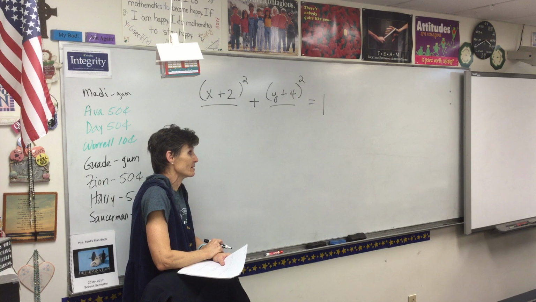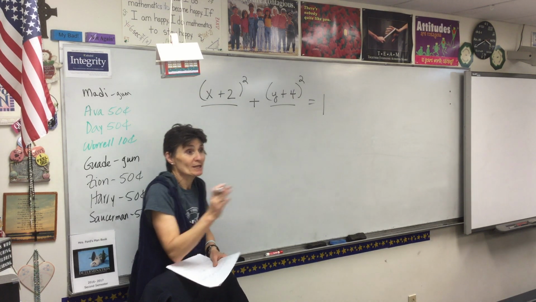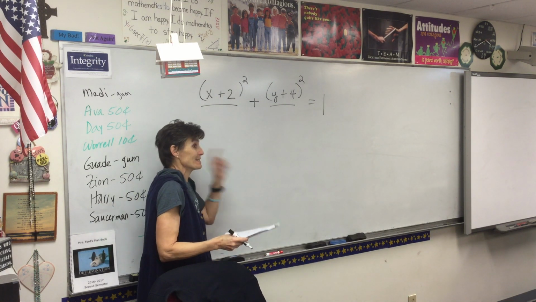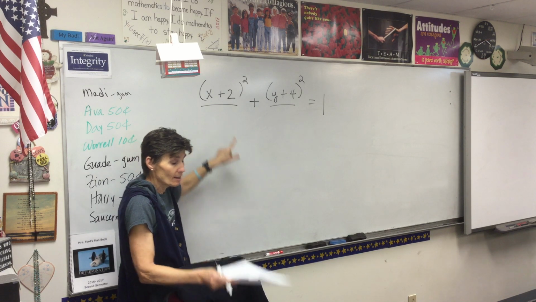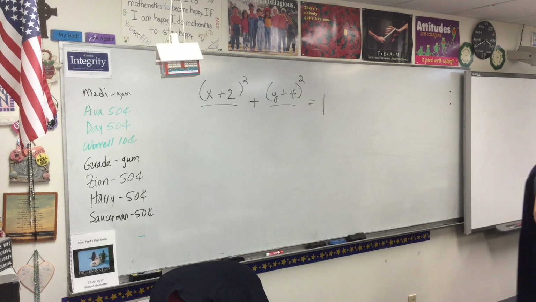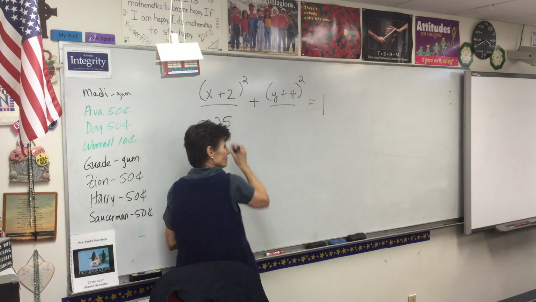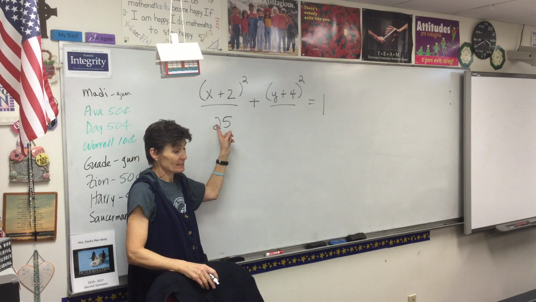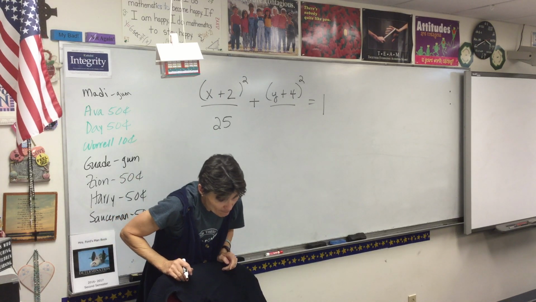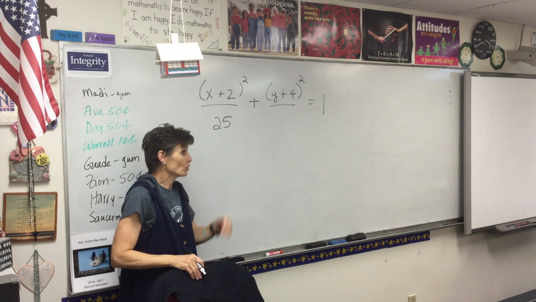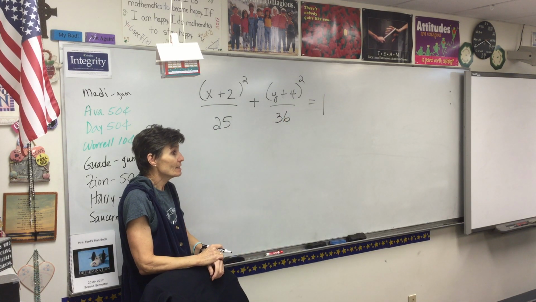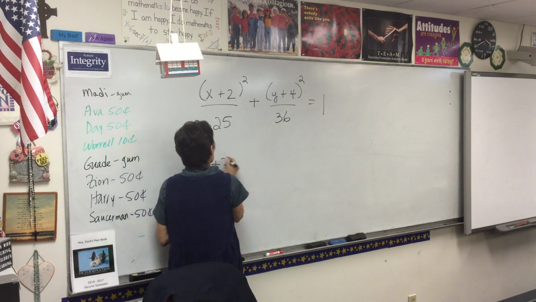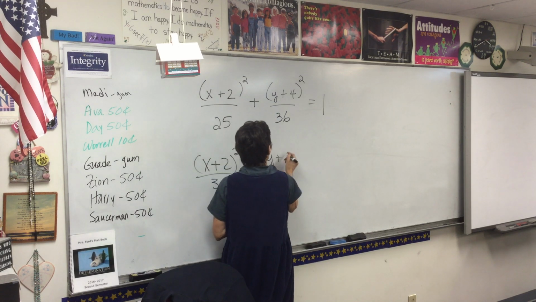So there's actually two possible answers to this, because we don't know which direction is minor and which direction is major, right? So let's say this is the minor one. If the minor axis is 10 units long, think about what that means. Doesn't that mean you're going forward and backwards 5? And if we're going forwards and backwards 5, then this number would have to be a 25. Remember, that number square rooted tells you how far to go. Now, if the major axis is 12, then we're going up and down 6, which means this number has to be a 36.